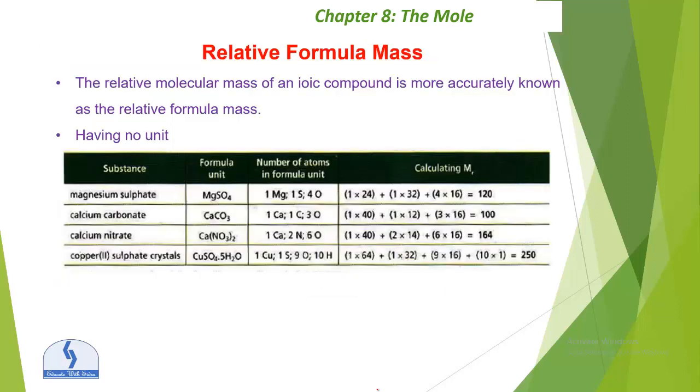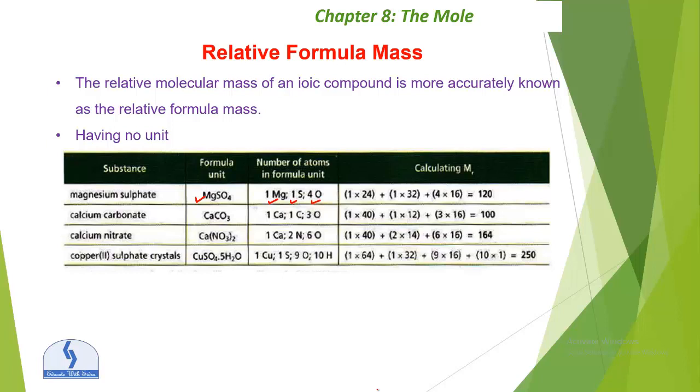And what is the relative formula mass? The relative molecular mass of an ionic compound is more accurately known as the relative formula mass, and it has no unit. For example, magnesium sulfate has a formula unit of MgSO4. So the number of atoms present in this formula is 1 for magnesium, 1 for sulfur, and 4 atoms of oxygen. So how will you calculate the molecular mass?